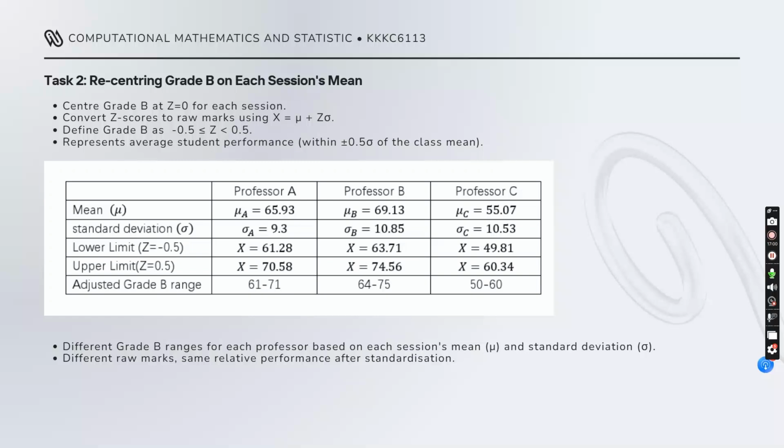Using the equation S equals mean plus z times standard deviation, the z-score boundaries are converted back into raw marks for each professor. Assume in the table, the adjusted grade B ranges become Professor A 61 to 71, Professor B 64 to 75, Professor C 50 to 60. These ranges are different because each professor's class has a different average mark. This adjustment ensures that students with similar relative performance receive the same grade, even if their raw marks are different.